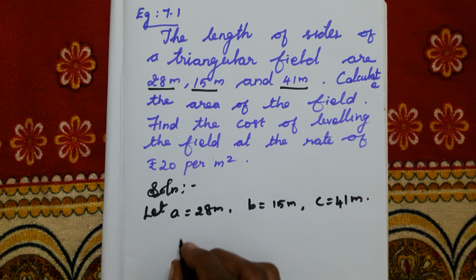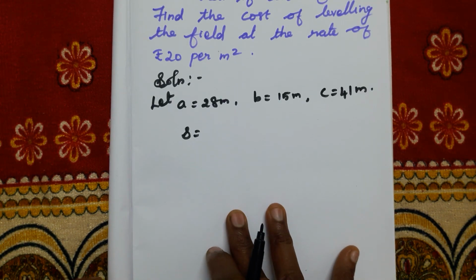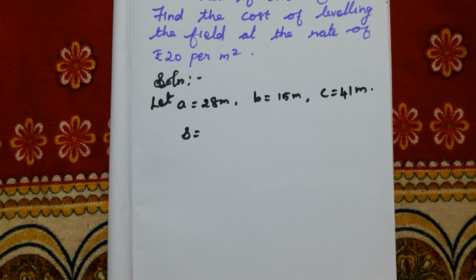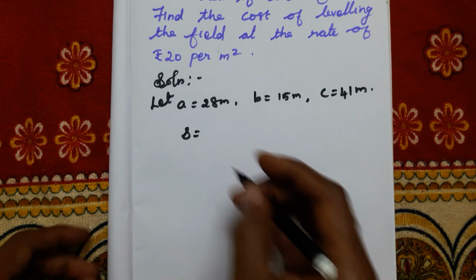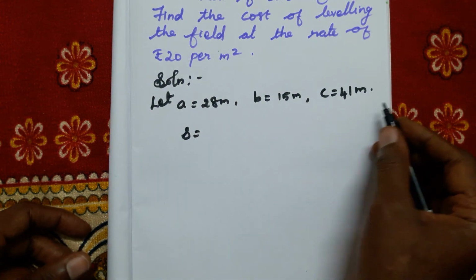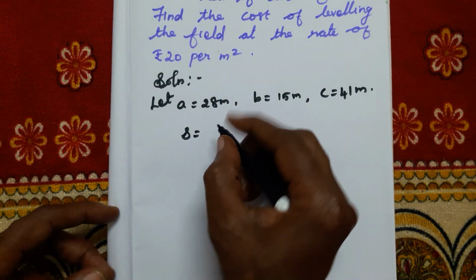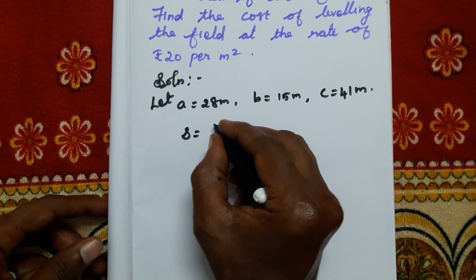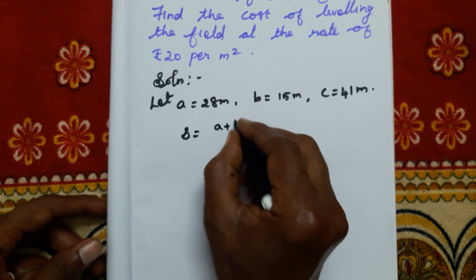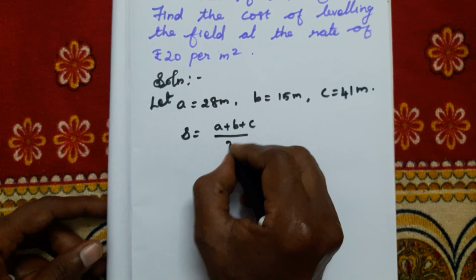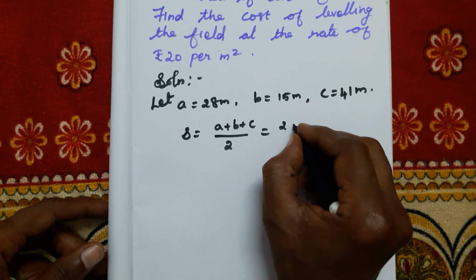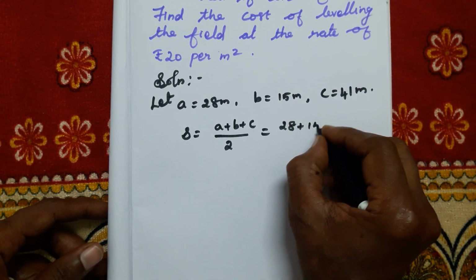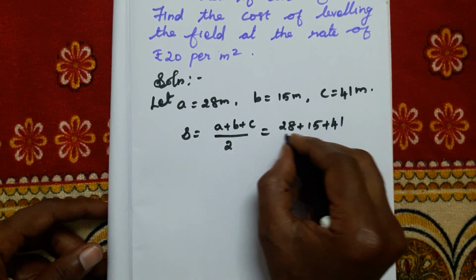Here we want to find out S. What's the formula for S? A plus B plus C by 2. A plus B plus C means perimeter, and A plus B plus C by 2 means semi-perimeter. So S is equal to 28 plus 15 plus 41 by 2.